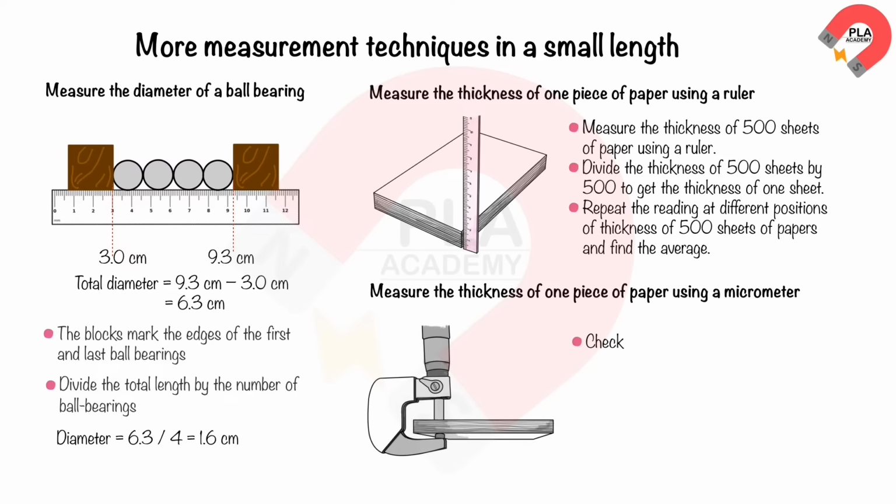Using the micrometer screw gauge, check the zero error of the micrometer. Measure the thickness of 20 sheets of paper using the micrometer. Divide the thickness of 20 sheets by 20 to get the thickness of one paper. Repeat the reading of the 20 sheets thickness at different positions and find the average.